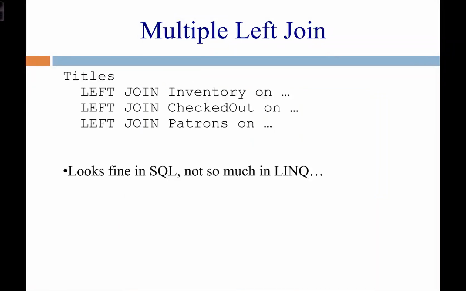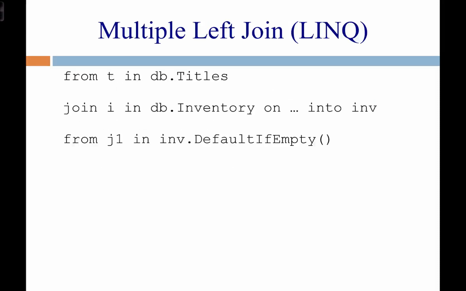In SQL, this is just another LeftJoin. So you could do titles LeftJoin inventory, LeftJoin checked out. And if you wanted to go further and even get the person's name instead of card num, then you could join patrons, but we'll just stop at card number. So this is easy enough in SQL. In LINQ, since we have to emulate a LeftJoin, we start with a group join, just like we've seen. So we do the first group join, titles join inventory into a temporary data source called inv.